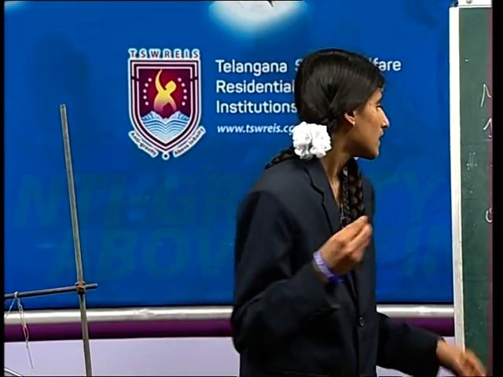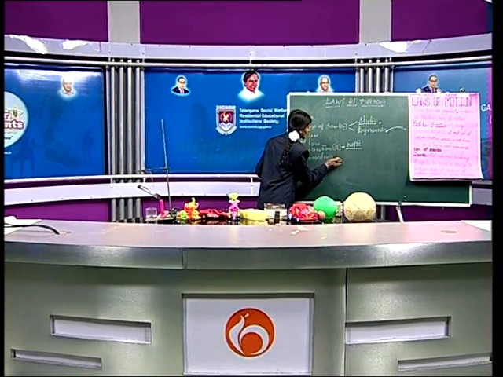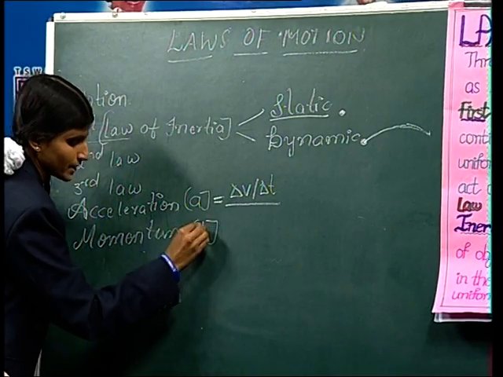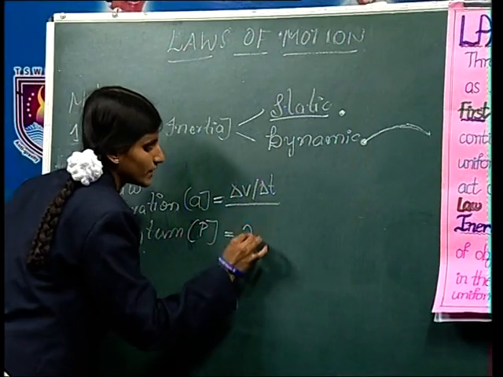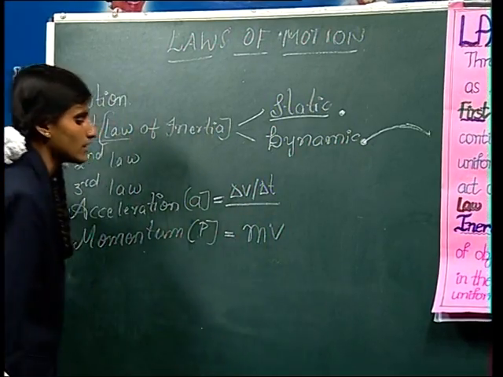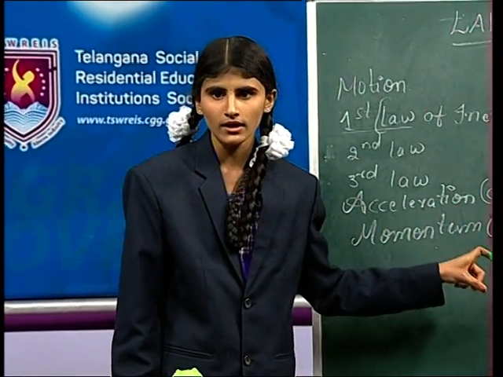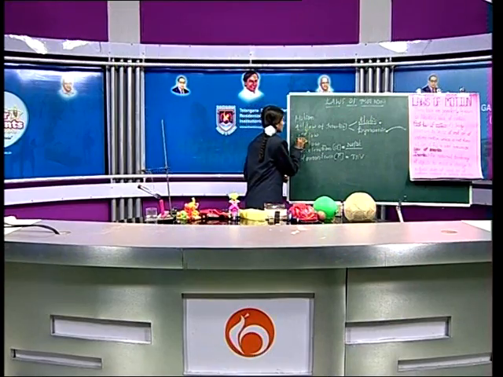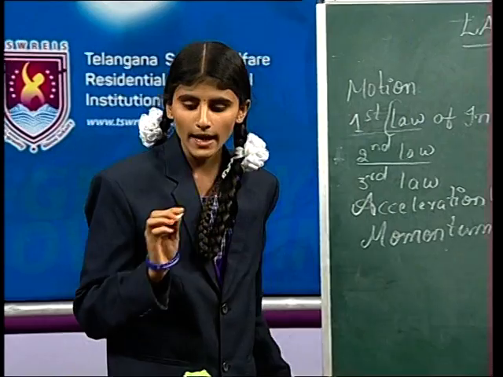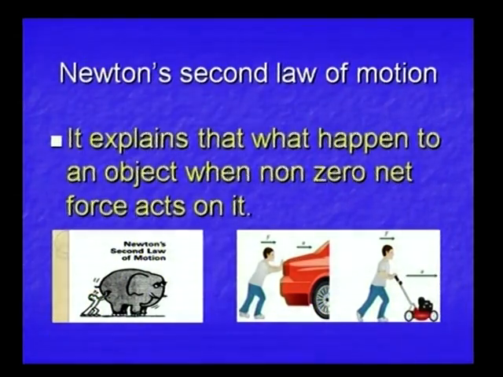Okay friends, momentum is denoted as P and its definition is mv, mass into velocity. You have to remember this, okay? Now let us go to Newton's second law of motion. Newton's second law of motion explains what happens to an object when a non-zero net force acts on it.